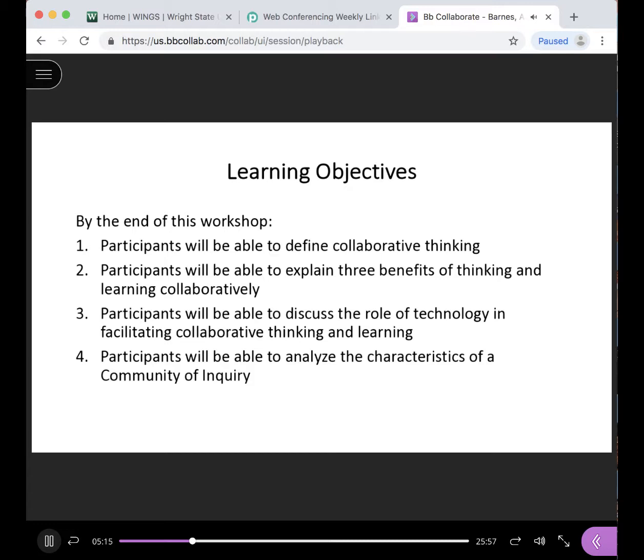Our learning objectives for today: by the end of this workshop, participants will be able to define collaborative thinking. Participants will be able to explain 3 benefits of thinking and learning collaboratively. Participants will be able to discuss the role of technology in facilitating collaborative thinking and learning, and participants will be able to analyze the characteristics of a community of inquiry.